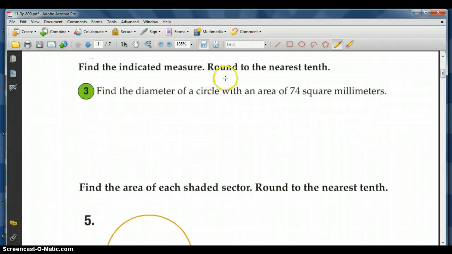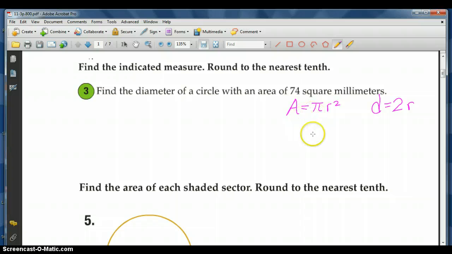Find the indicated measure, round to the nearest tenth. For number 3, find the diameter of a circle with an area of 74 square millimeters. So our area is given by the formula pi r squared. Diameter is equal to 2 times the radius. So if we can figure out an expression for the radius, then multiply that by 2, then we'll have our diameter.